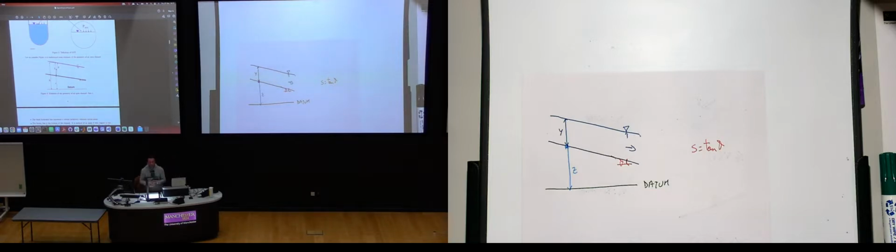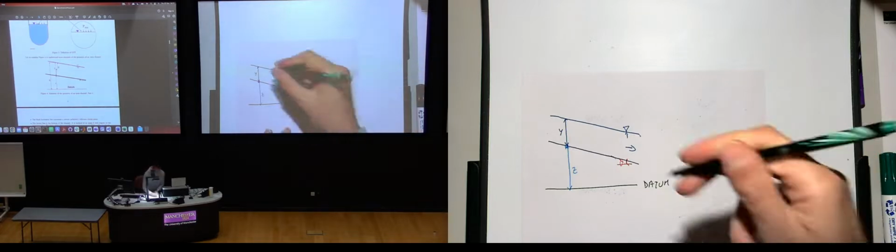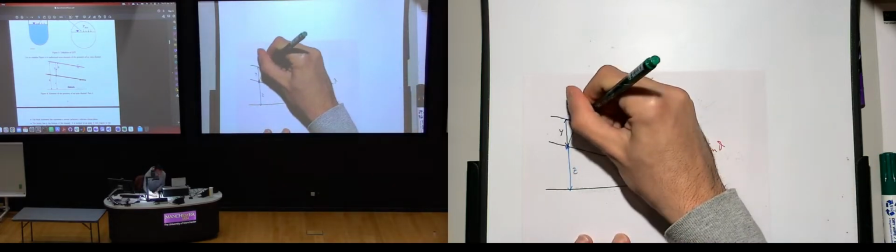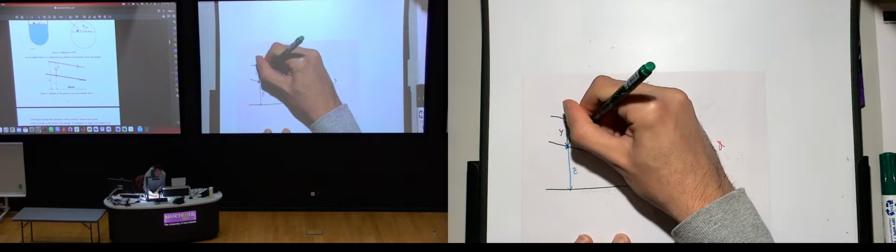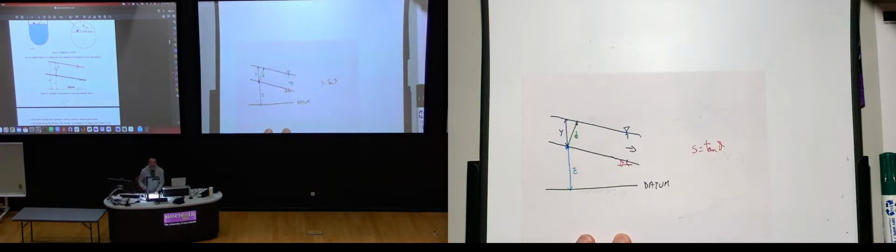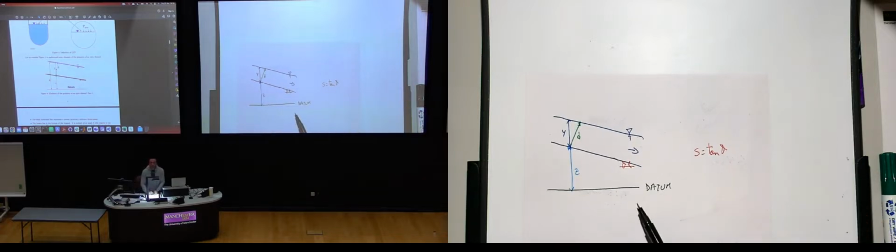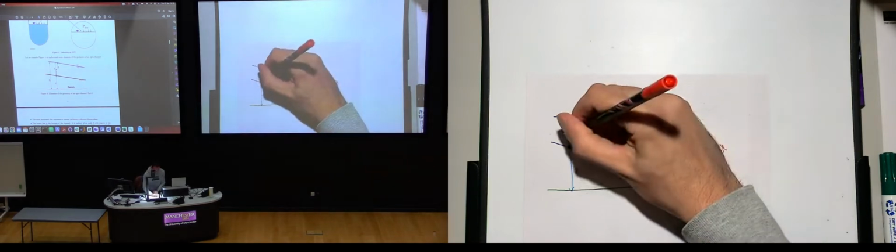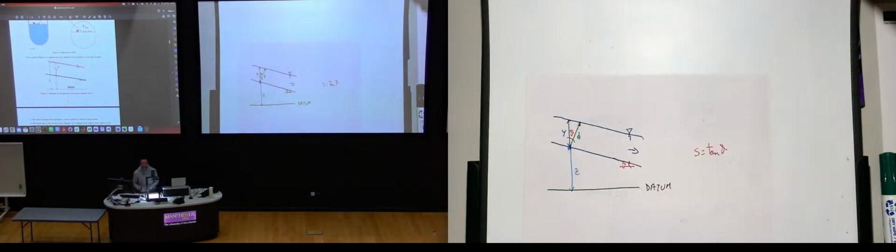I can also introduce another quantity, D. D is the depth of the flow section, where, please have a look at here, if this is theta, this is theta. If S is very small, Y is equal to D.